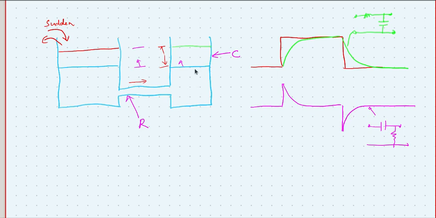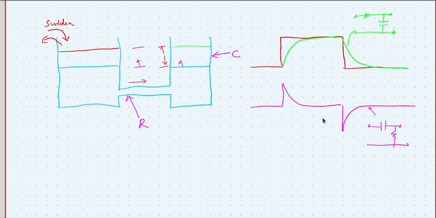Depending on the size of the tank and the size of the pipe, the R and C values are decided. So for this to behave as a better integrator, R should be very high, that means the pipe should be narrow, and the tank should be wider, so it should be a large C. Therefore, it slowly rises and slowly falls, so it's almost linear, and that acts as an integrator.